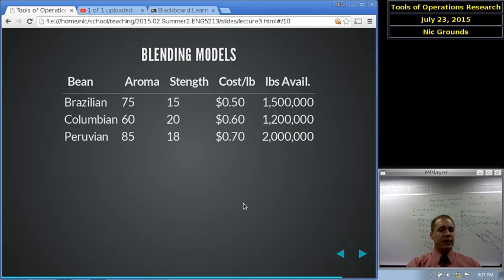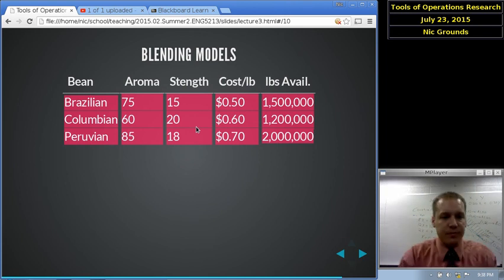And here's a table summarizing the parameters of that model. We have our beans, the aroma rating for each one, the strength rating for each one, the cost for each one, and the capacity, well, the amount that we can buy. So we can buy no more than 1.5 million pounds of Brazilian beans. That's just how many we have available to buy. And we want to buy a total of 4 million pounds worth. And we want to mix them in a way to meet a minimum aroma and strength rating in order to minimize cost.